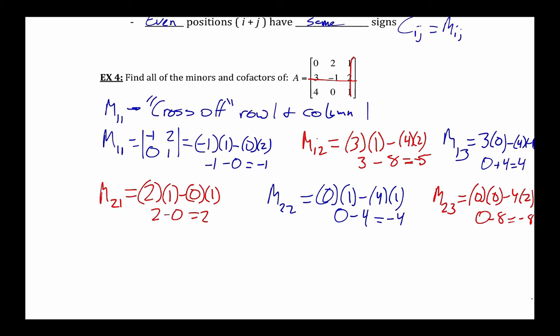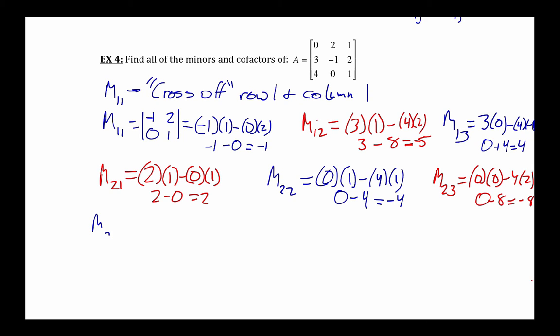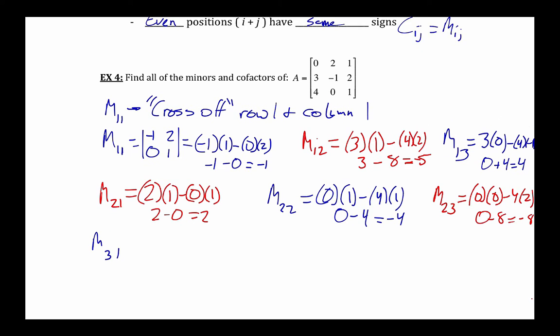Okay, we are on to the final row. So, moving on to the final row, we're going to do m sub 3, 1. So crossing off row 3, column 1, we're left with that matrix of 2, 1, negative 1, 2. So we're going to have 2 times 2 minus negative 1 times 1. So we got 4 plus 1, which gives us 5.